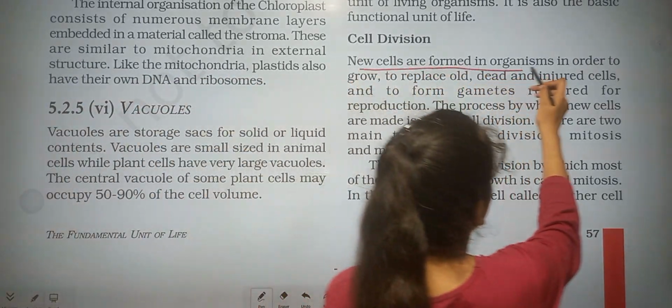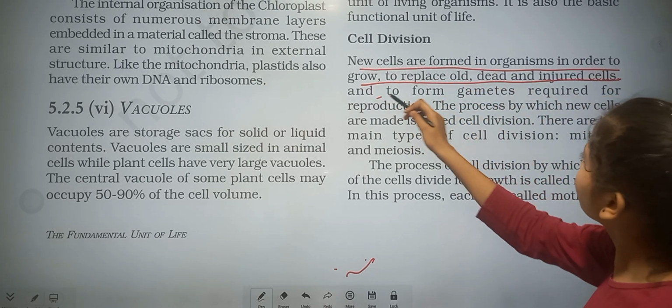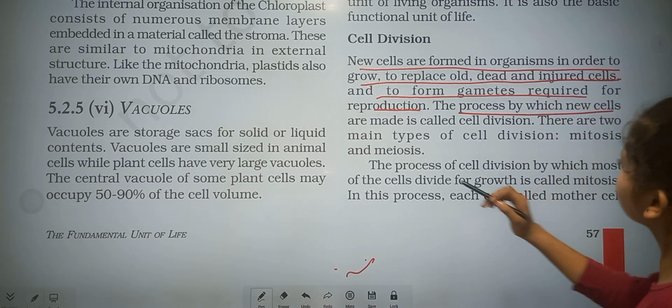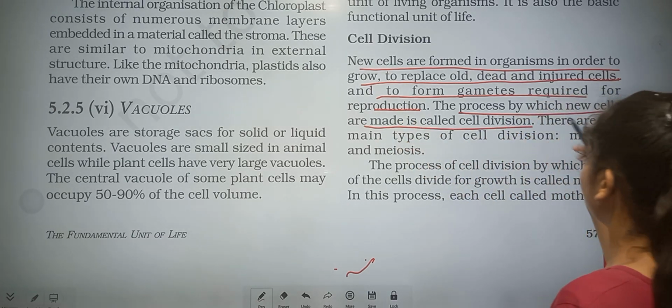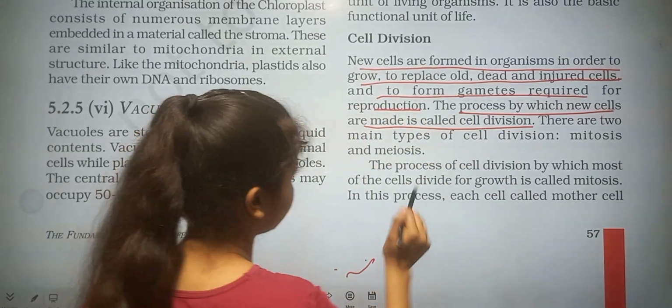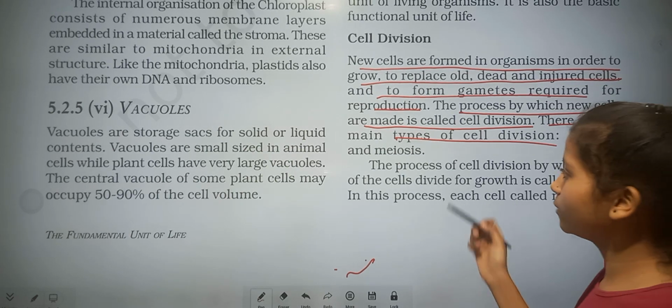New cells are formed in an organism in order to grow, to replace old dead cells, and to form gametes required for reproduction. The process by which new cells are made is called cell division. There are two main types of cell division: mitosis and meiosis.